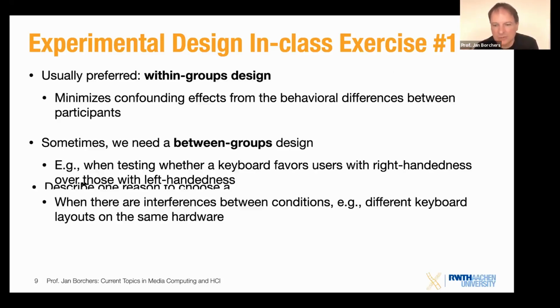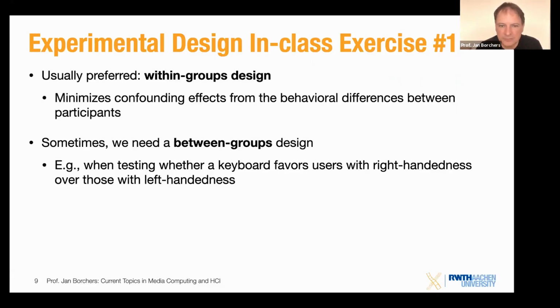We might still sometimes need a between groups design. For example, if you want to test whether a keyboard favors users with right-handedness over those with left-handedness, or when you've got other kinds of interferences between conditions. So all those things that we talked about, the learning effects, the fatigue effects, can have impact, of course, on this. Okay, so.